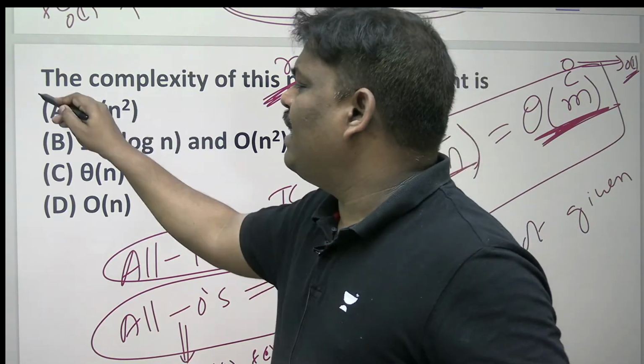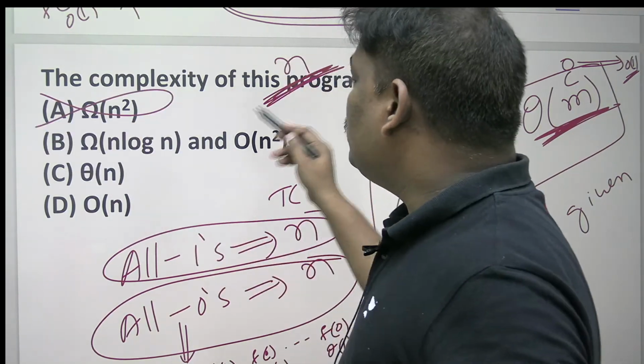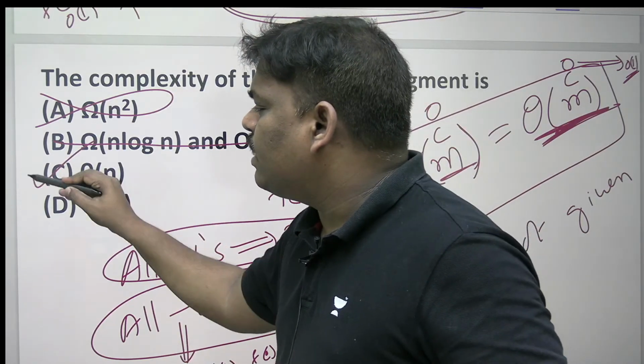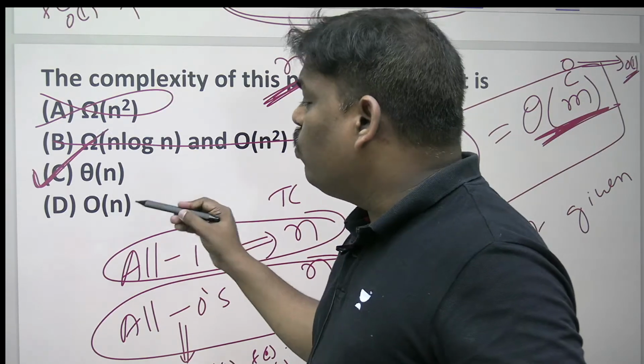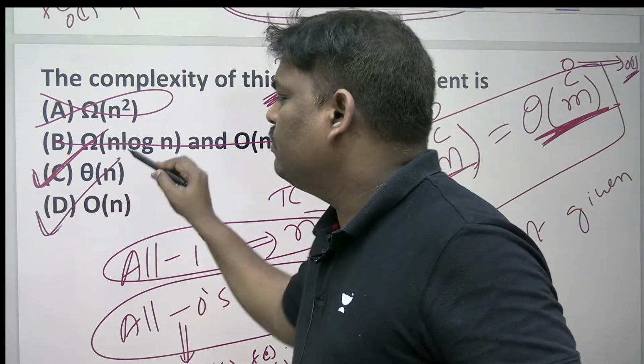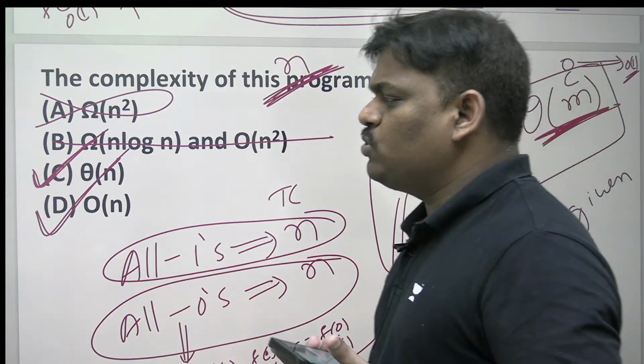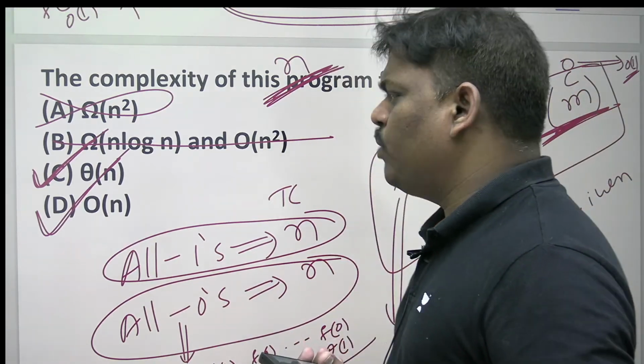N is omega of n square. No. N is omega of n log n. No. N is theta of n. Exactly. N is big O of n. This is also right. Theta possible means big O also possible.